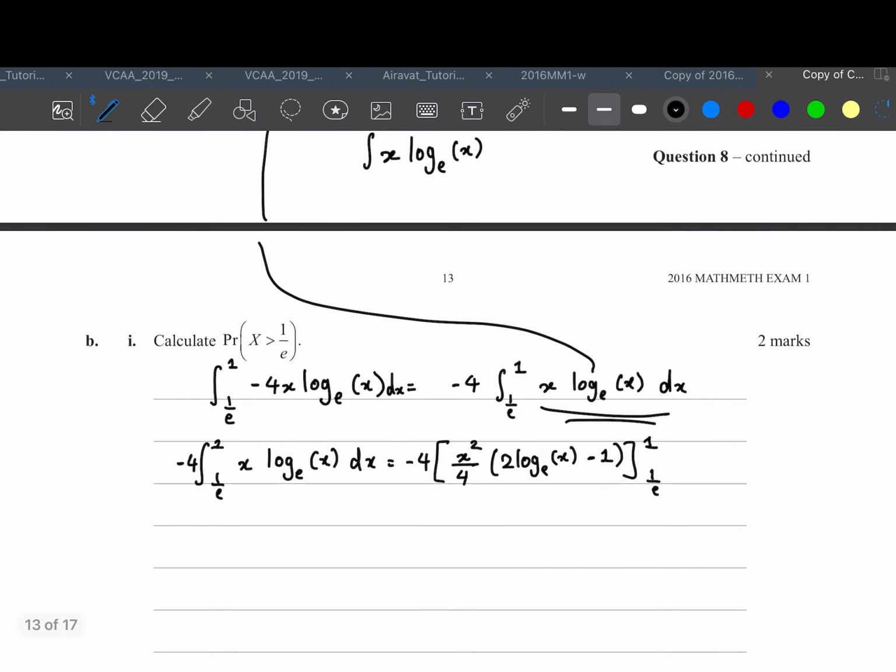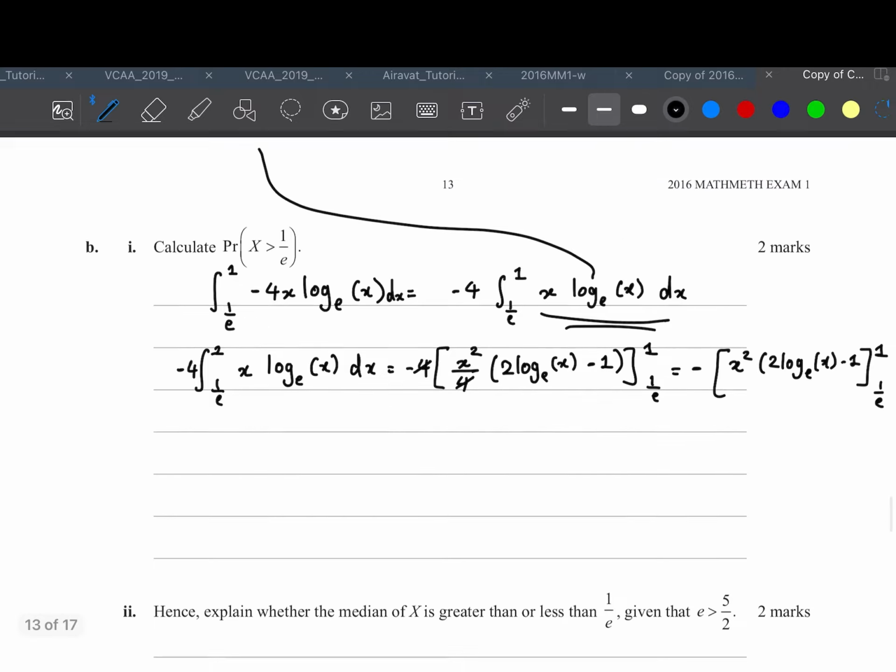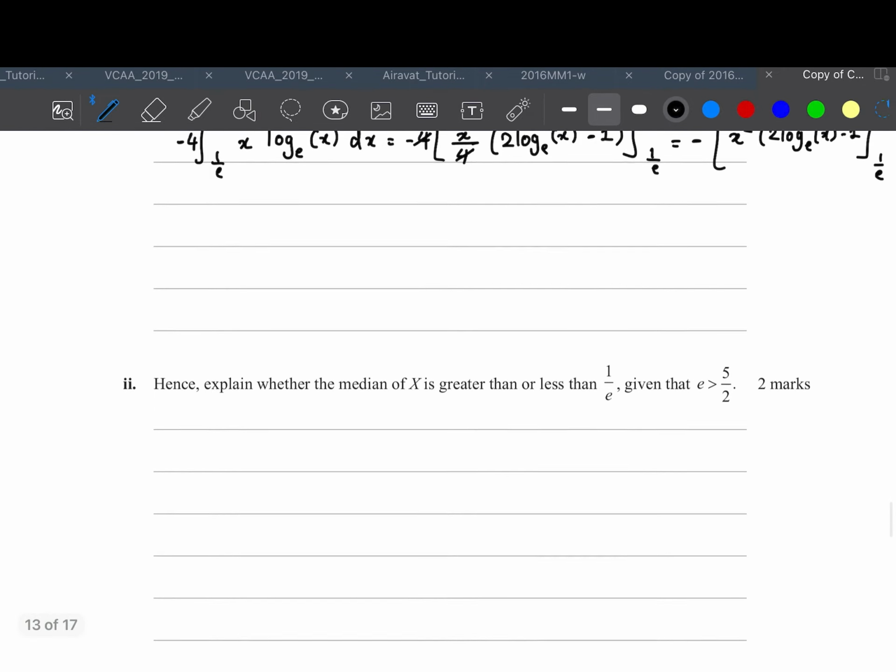Okay, now we can simplify this, so 4 and 4 cancel out, leaving us with the negative of this whole thing, so x squared times 2 log e x minus 1. Of course, we do not forget the terminals again. So now we'll just substitute in our endpoints to get the answer.